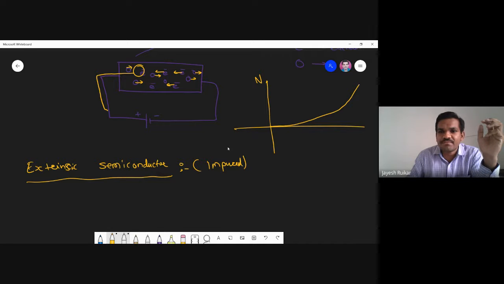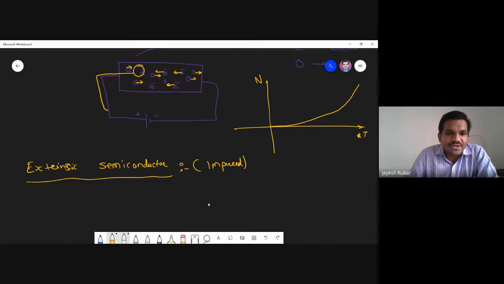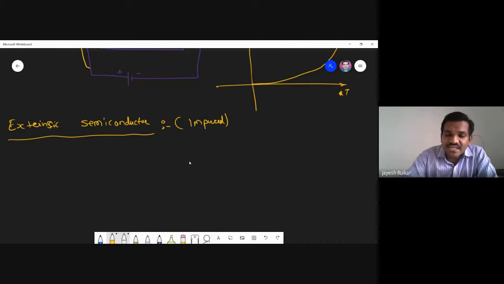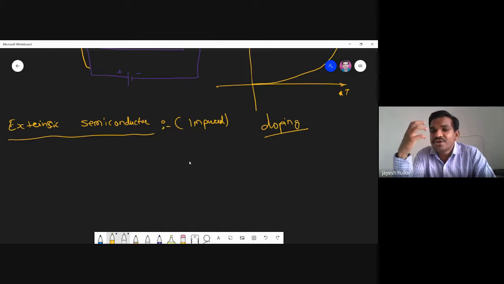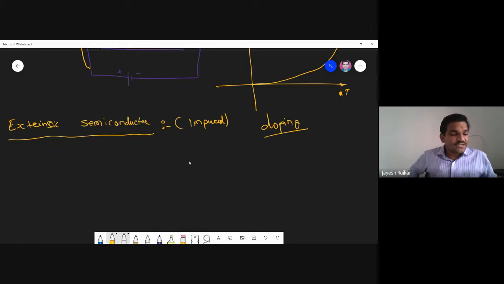Slowly the number of electrons starts increasing as the temperature, in degrees Kelvin, rises. This is the curve. Now if we need to control the flow, the conduction, or the number of electrons or holes, we need to add some impurities to the material. Adding impurities to the pure semiconductor material is called doping. What is doping? Doping means adding some impurities to the pure material.